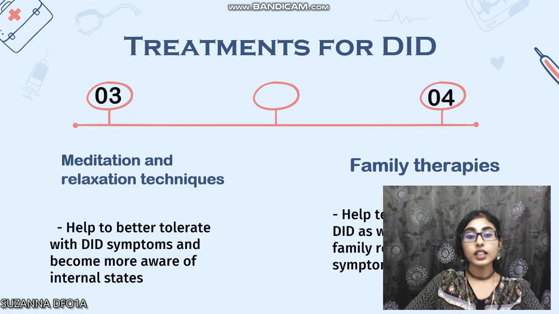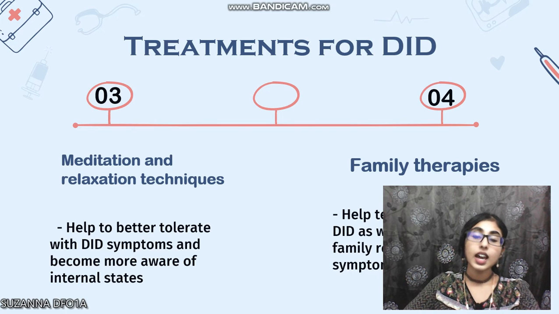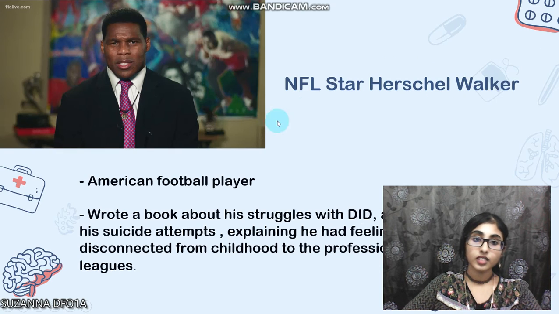The third one is meditation and relaxation technique. This helps the person to better tolerate their DID symptom and become more aware of their internal state. And the last one is family therapy. This helps teach family about DID as well as the family members can recognize symptoms of a recurrence.